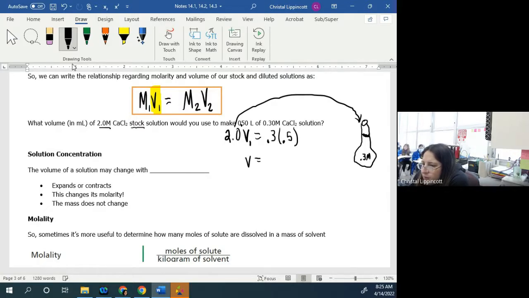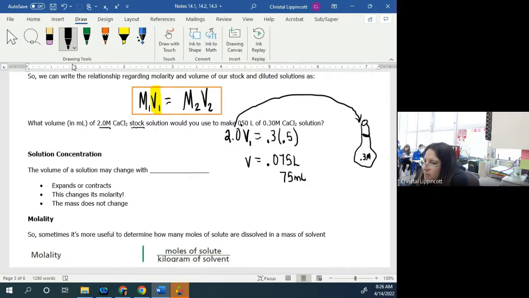This is going to equal 0.3 molar times 0.5 liters. So I solve for that. I multiply these 2 things together and divide by 2. 0.3 times 0.5 is 0.15, divided by 2. So that's 0.075 liters. I don't have anything that measures in liters, though. I have something that measures in milliliters. So how many is this in milliliters? Yep, this is 75 milliliters.